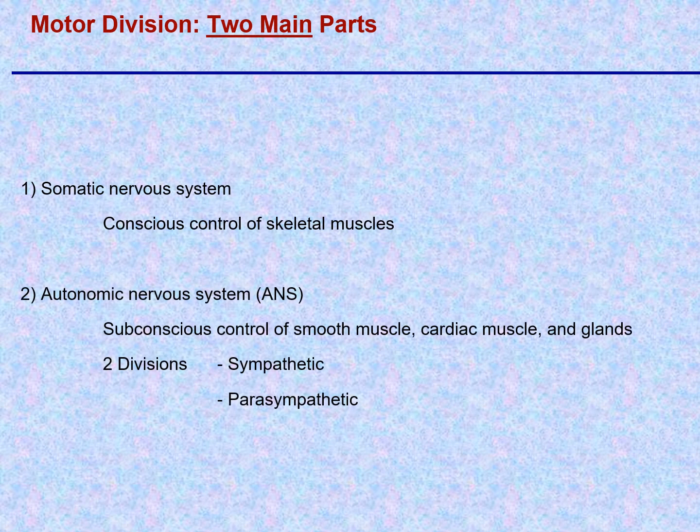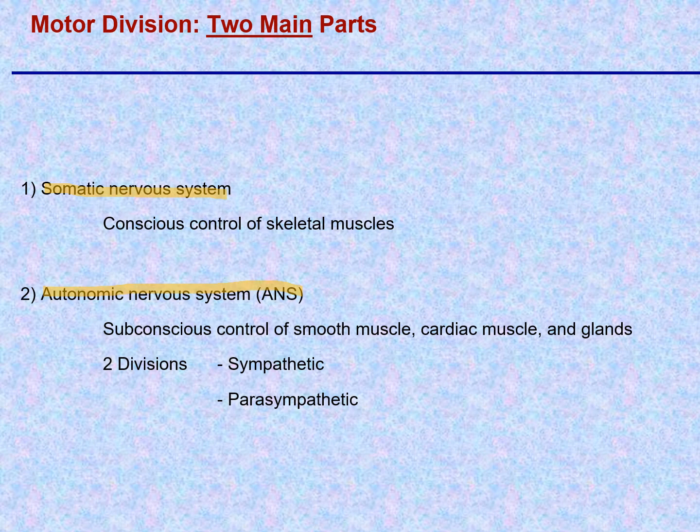That motor division has two main parts, the somatic nervous system and the autonomic nervous system. And I've broken down the way the nervous system is organized by splitting it in two and describing it in this way because it helps simplify it, I hope. It's a complicated system, and I hope this can help simplify it in your mind.